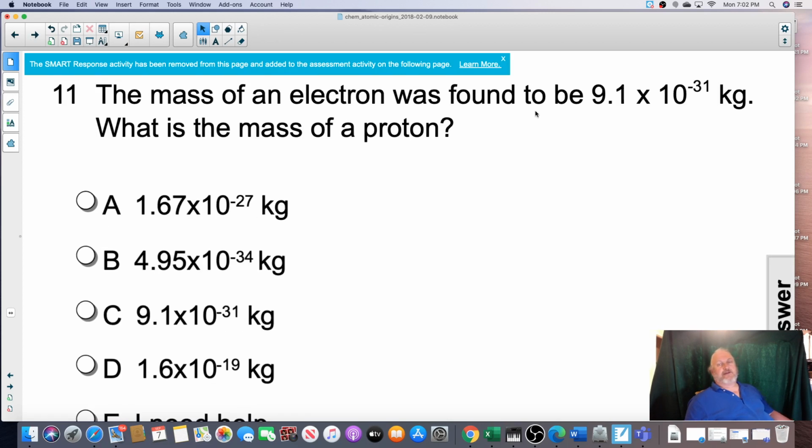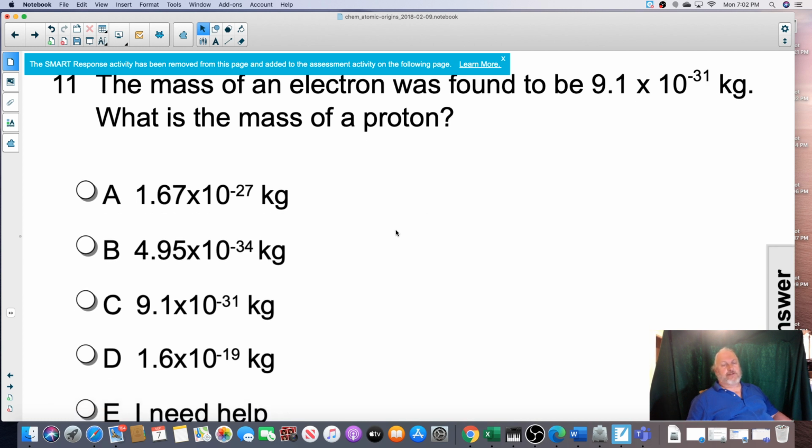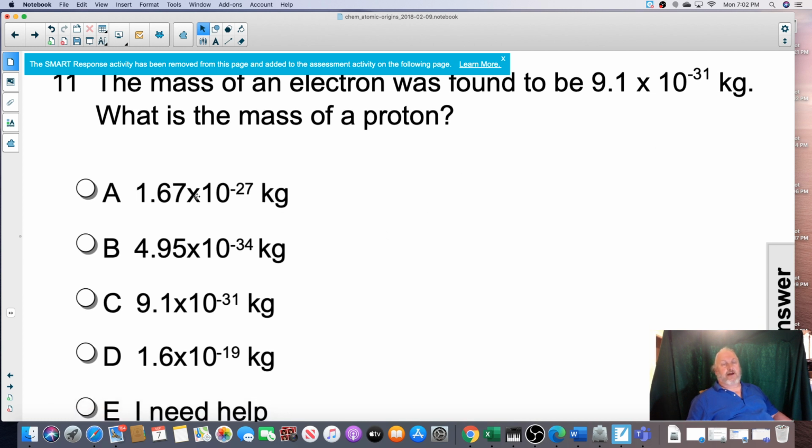The mass of an electron was found to be 9.1 times 10 to the minus 31st kilograms. What's the mass of a proton? So we know that it was 1,840 times the mass of an electron. So that would be 1.67 times 10 to the minus 27th. It's a little bit bigger, so it would be A.